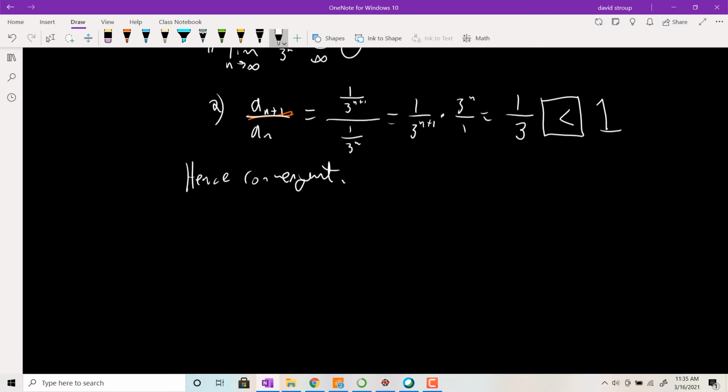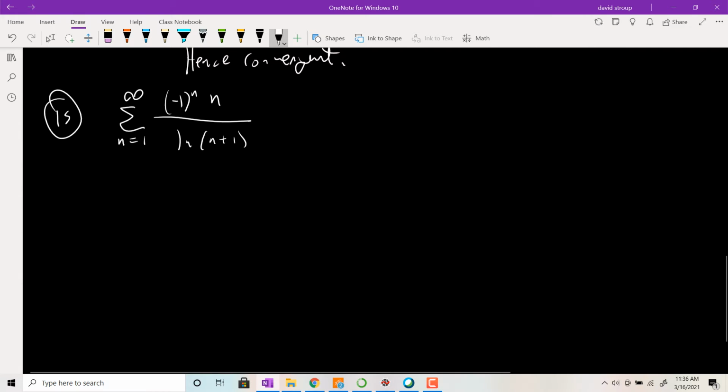Let's look at number 15. And we have the sum from n equals 1 to infinity of negative 1 to the n times n all over the ln of n plus 1. So first off, I'm going to take the limit of the a sub n portion. So it's n all over ln of n plus 1 as n goes to infinity. So this thing is infinity over infinity, so we do L'Hopital's.